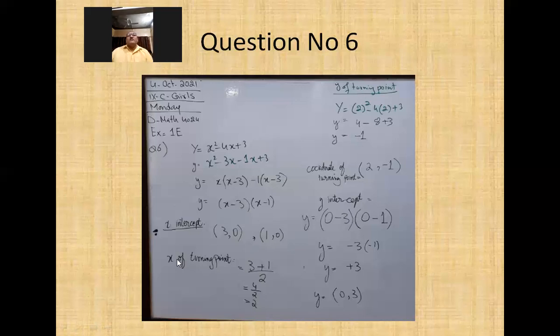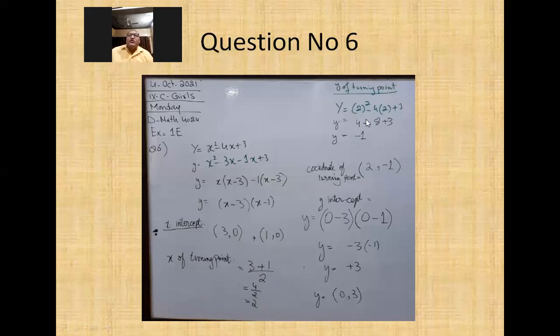Now we will try to find the x-coordinate of the turning point. For that purpose, we will add up the x-intercepts and divide that sum by 2. So you will have (3 + 1) divided by 2, that is 4 by 2, that is 2. So now we know the x-coordinate of the turning point.